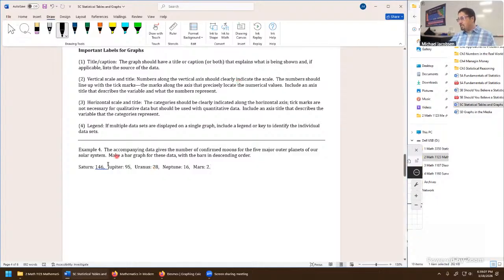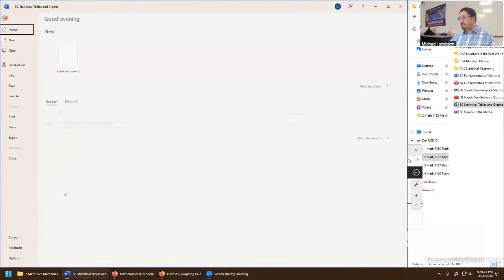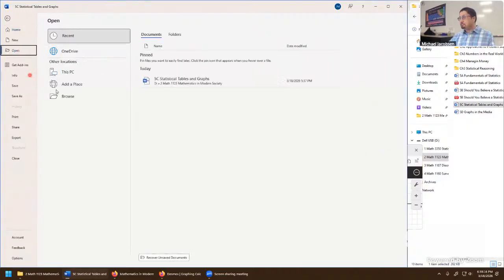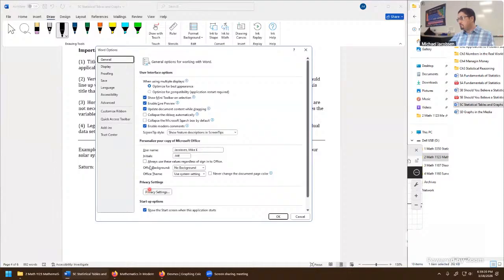So let me fix this grammatical thing right here. Hang on, let's get rid of that. That's kind of a weird visual distraction. Let's go to proofing.